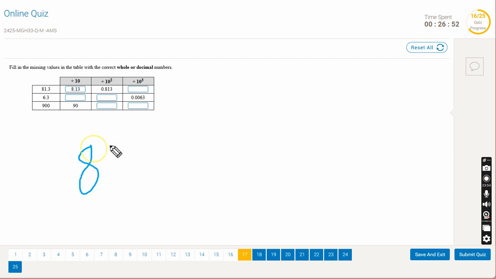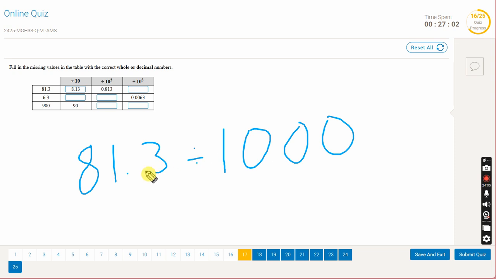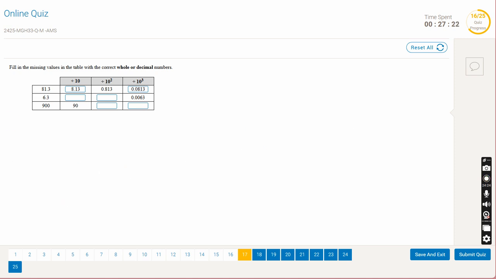Again, we'll put 81.3. And we're going to divide it like this is 10 to the power of 3. That means that there's going to be 3 zeros. So 1 and 3 zeros. The 3 above is indicating the number of zeros you have. The decimal point is here. We're going to move it inwards 3 times. So 1, 2, 3. So it's going to be 0.0813. The next one is the same thing you're going to do over and over again.